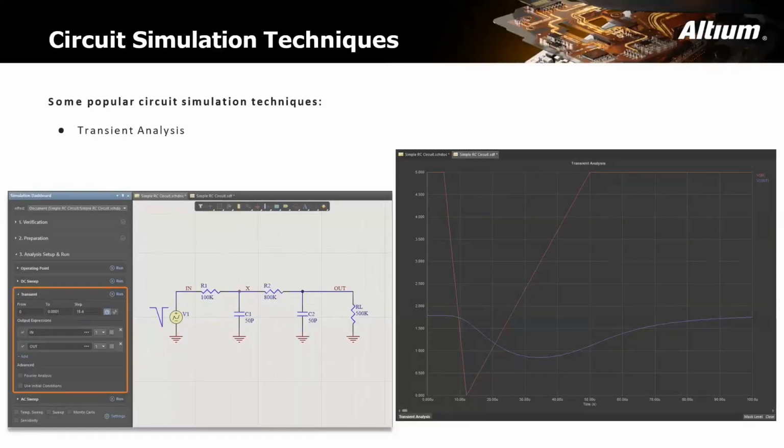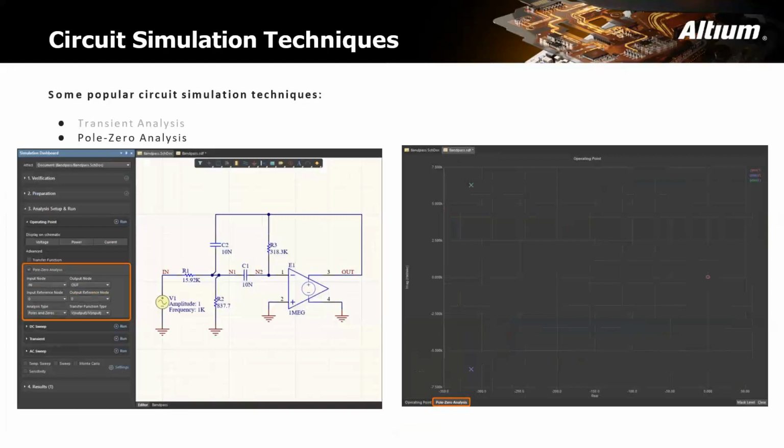First, let's talk about transient analysis. This powerful technique allows you to simulate the dynamic behavior of a circuit over time by analyzing how your design responds to changing inputs and various other factors. You can ensure the design performs optimally under real-world conditions.